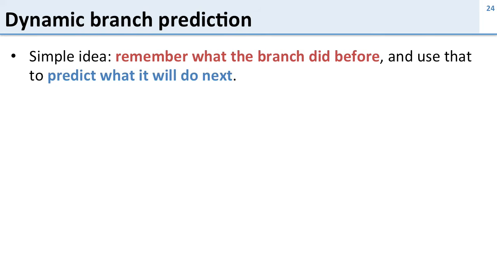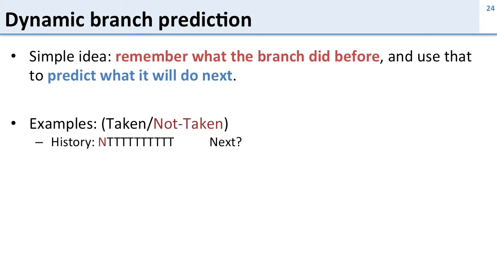So let's take a look at some examples here. Remember, the idea here is to record what the branch did before, record the branch's history, and use that to predict what it will do next. Here's a branch history, which is one not taken, followed by a whole bunch of takens. Based on this history, what's a reasonable thing to predict as the next branch? Well, it's reasonable to predict that it's taken. We have a whole bunch of takens in a row, so it's likely the next one is going to be taken as well.